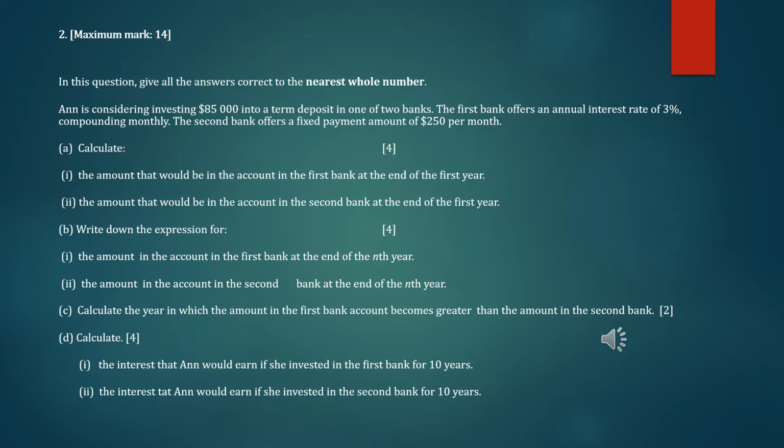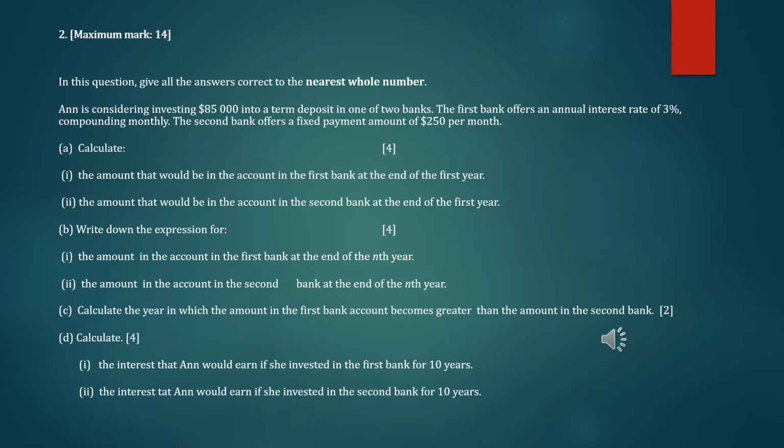Question number 2 is worth 14 marks. In this question, give all the answers correct to the nearest whole number. It is highlighted to remind you what your final answers shall be expressed as. The problem says Anne is considering investing $85,000 into a term deposit in one of two banks. The first bank offers an annual interest rate of 3% compounding monthly. The second bank offers a fixed payment amount of $250 per month. And there are questions that follow.